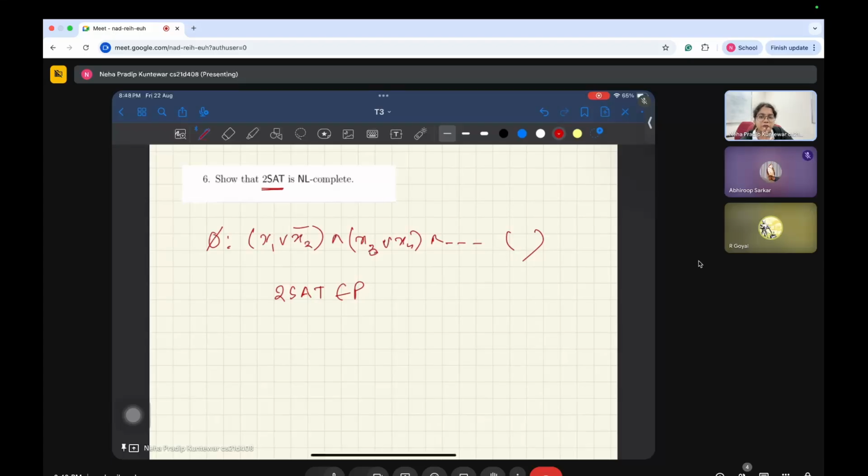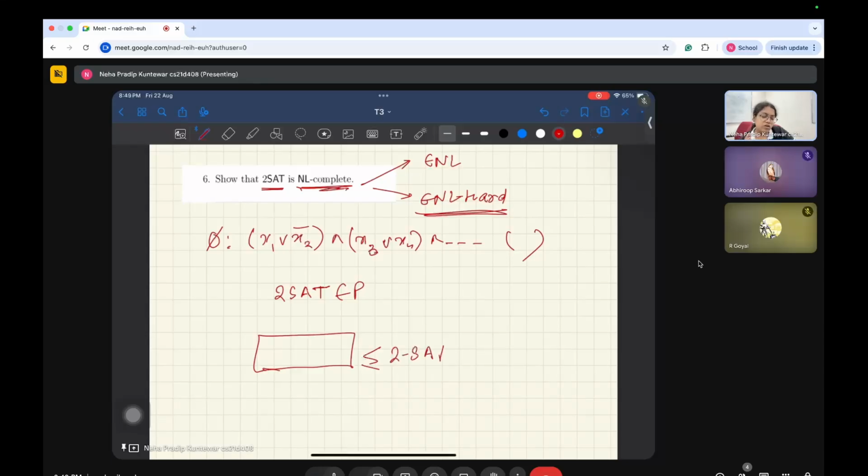Okay. Now we are saying something stronger. We are saying that it is NL-complete. So I'll leave out the NL part. Showing that it is NL-complete consists of two parts: first, that it is in NL, and second, that it is NL-hard. Showing that it is in NL is something you'll be able to do. So we'll look at the more interesting part, which is the hardness. So you want to take some already known NL-hard problem and convert it into a 2-SAT instance.